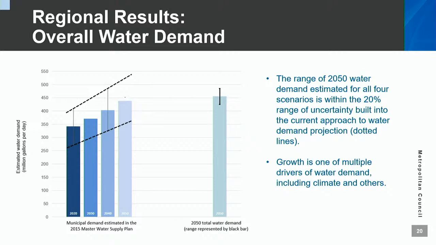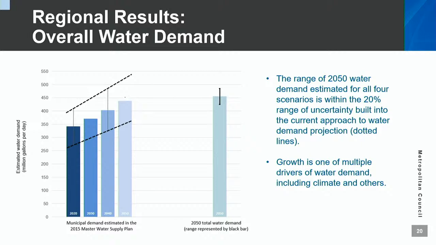On the left, there's 4 bars. That's what the 2015 Metro Area Water Supply Plan projected water demand to be in the future. We reached out to our water supply stakeholders, had many conversations about what they were projecting for water supply, and came up with an estimate for 2020, 2030, 2040, and even 2050 water demand. So you're seeing it's between 350 and 450 million gallons a day.